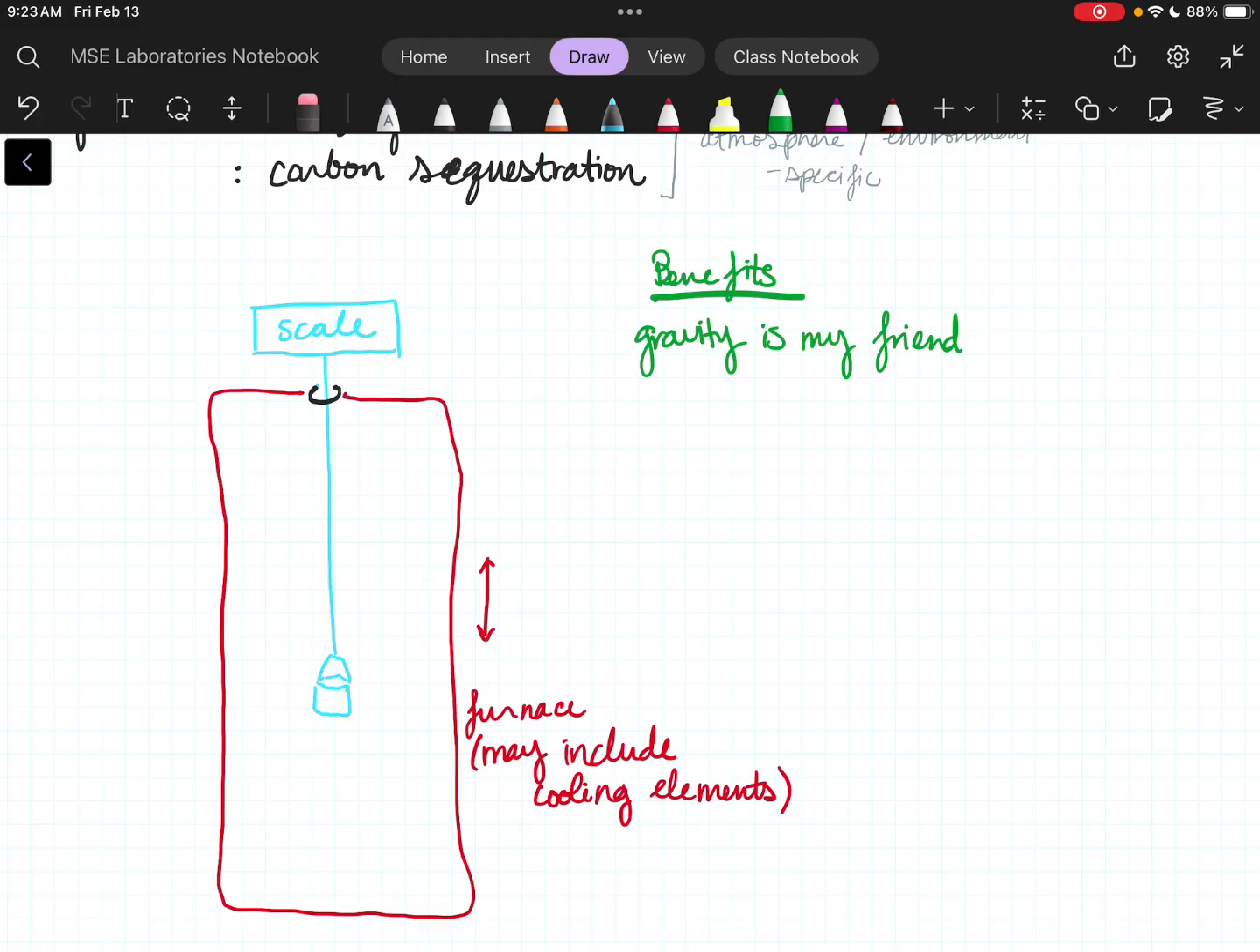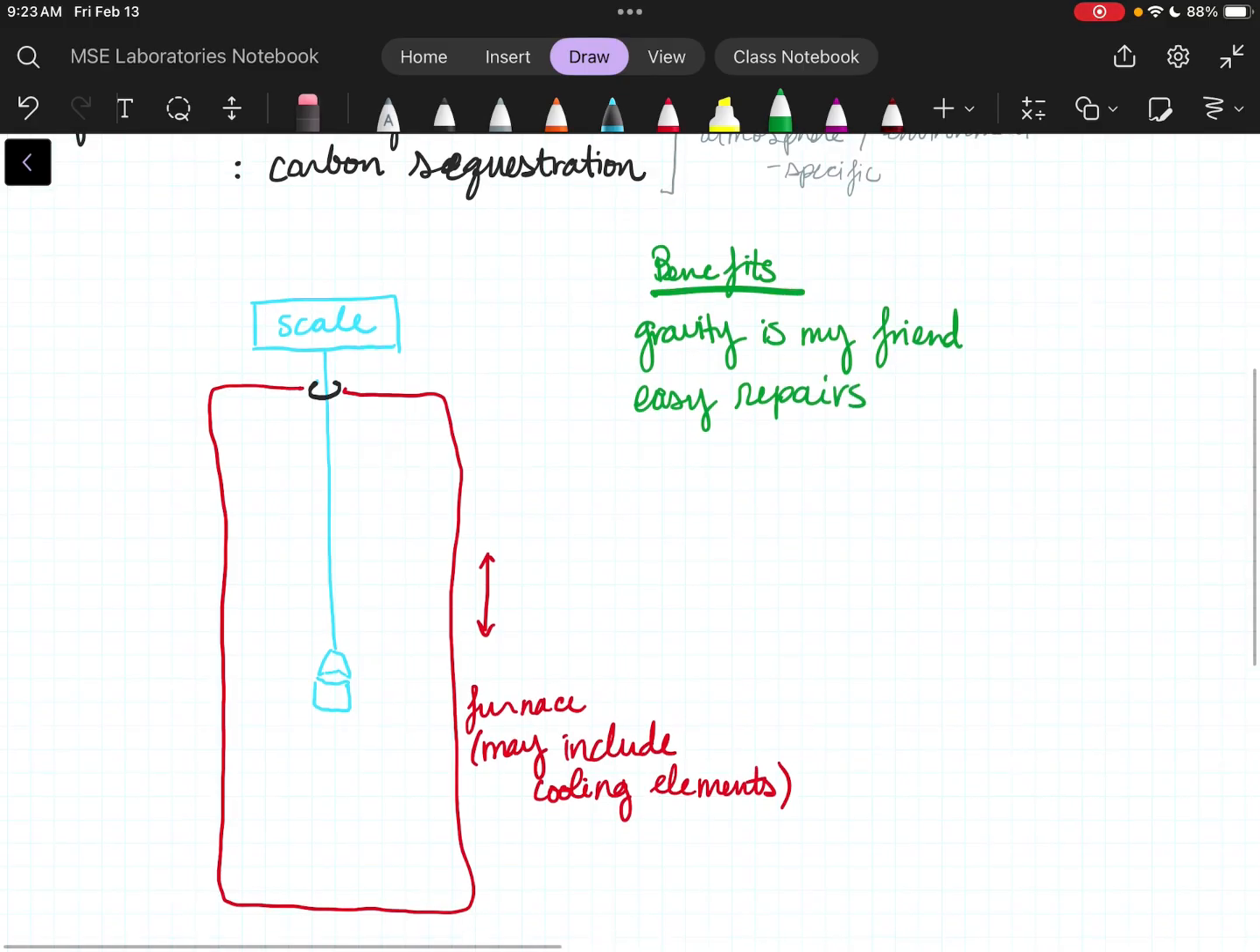I am using gravity for my good. The scale or the sample itself is unlikely to swing back and forth because I have gravity just pulling it straight down. So gravity is my friend.